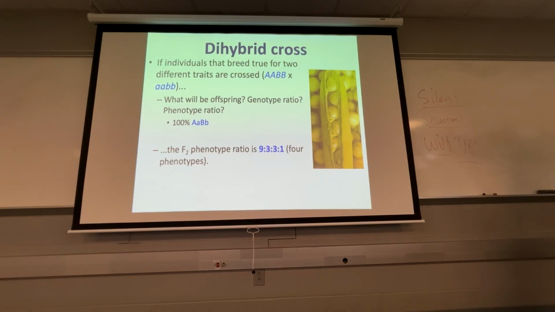And if these are independently assorting loci, they sort independent of one another, you always get really close to what's called a 9:3:3:1 phenotypic ratio. If it's not this, like it's 9 to 7, or it's some other number of 16, right? Then they're not independently assorting.